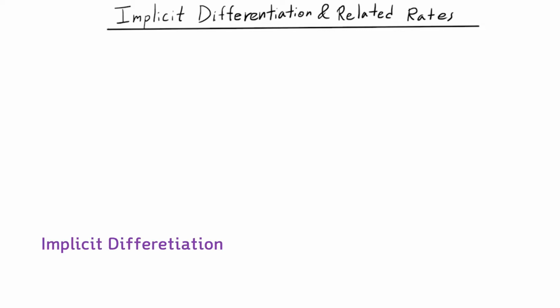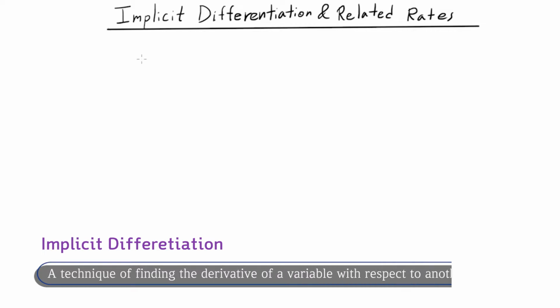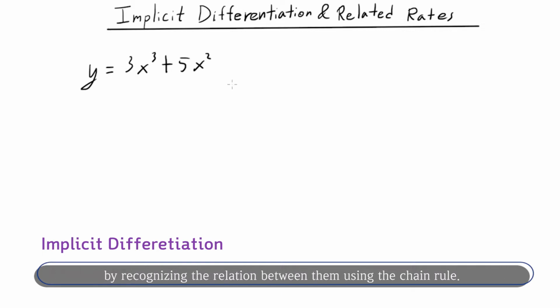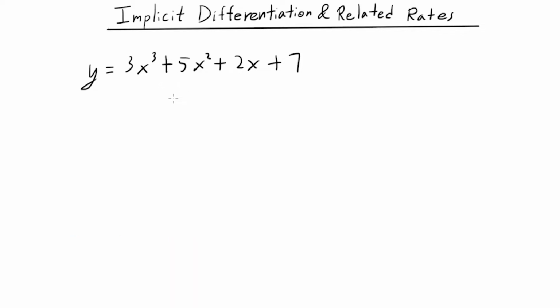differentiation and related rates. First, let's consider this function. Something like y equals 3x cubed plus 5x squared plus 2x plus 7. It's a very generic, very basic kind of cubic function, and it's got two variables. So this is the type of function with two variables that we're most familiar with, right?